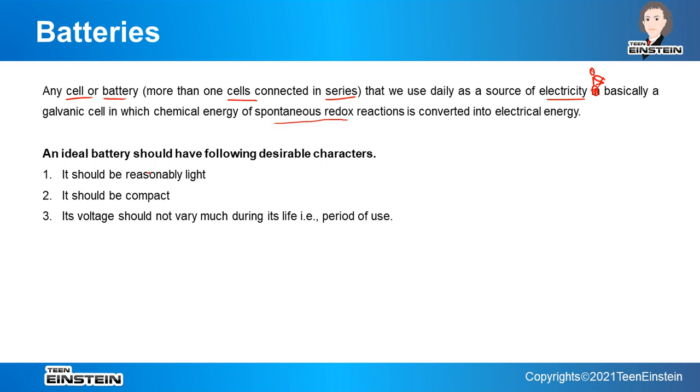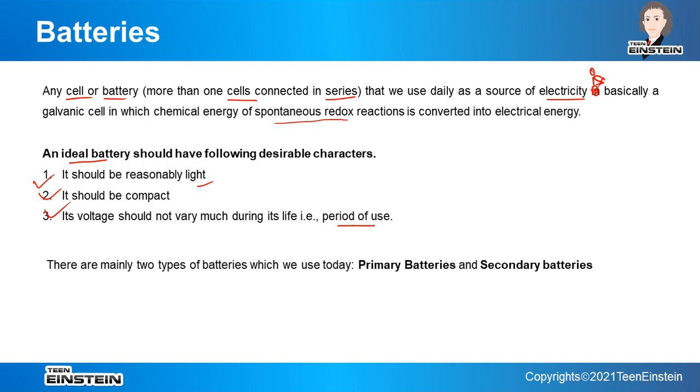Now there are some conditions. If these conditions are fulfilled, then only we can say that this is an ideal battery. So what are the conditions? It should be reasonably light, because that will be easy to handle. It should be compact, because for daily purposes this criterion must be present. Its voltage should not vary much during its life, that is, its period of use. These points should be present when we are using any battery, otherwise it will not be possible to use it on a daily basis, that is, to have practical applications. So that is why all these points must be present.